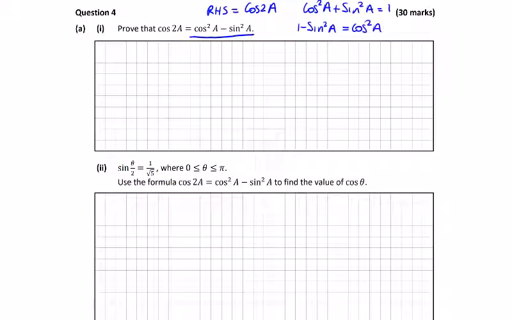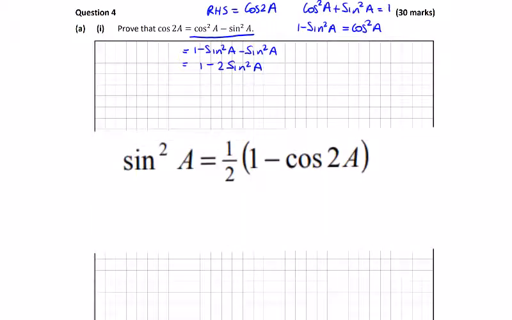So if we replace cos squared a with 1 minus sine squared a, we have the other minus sine squared a. We have 1 minus 2 sine squared a. Now, we have a formula in the formula booklet for sine squared a. It is sine squared a is equal to 1 minus cos 2a, over 2.